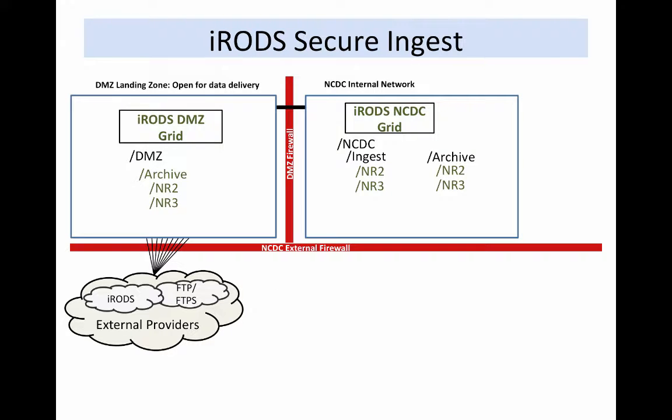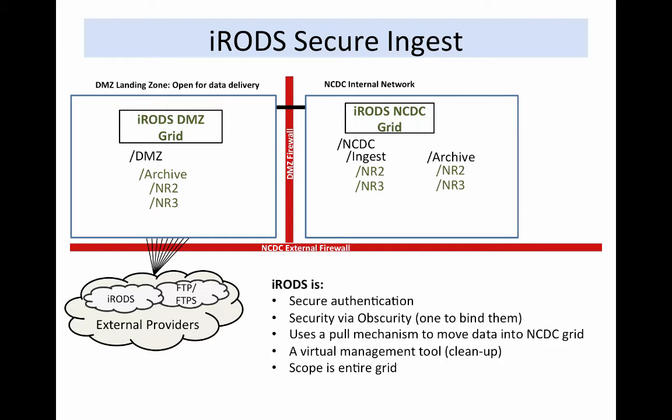NCDC developed a federated data grid approach to manage ingestion of files into their archive, shown here. The same concept of a staging area was followed. However, the staging area was managed by an iRODS data grid. The data grid managed multiple storage systems, supported data submission by the same FTP protocol that was previously used, and provided access controls on the data.